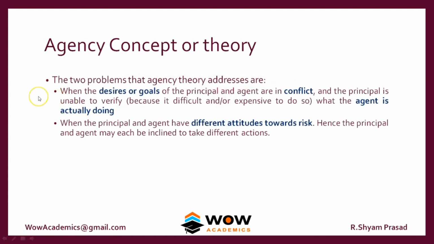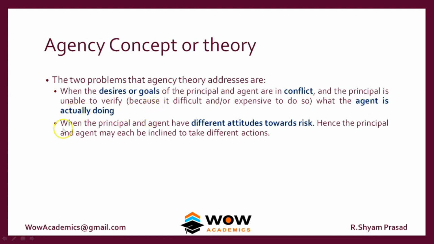So there are actually two kinds of problem in this agency concept. One is when the CEO is taking away money from the company and using it for his personal benefit, or another problem like this: when the desires or goals of the principal and the agent are in conflict and the principal is unable to verify what the agent is actually doing. So the goal of the shareholder is to make more money, but the agent who is the CEO is making more money for himself. So that can be a problem here.